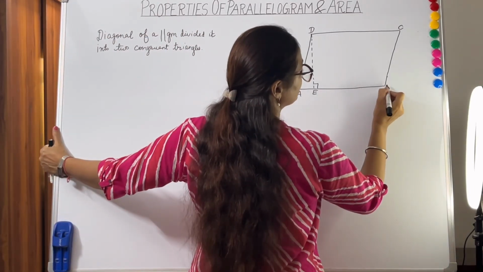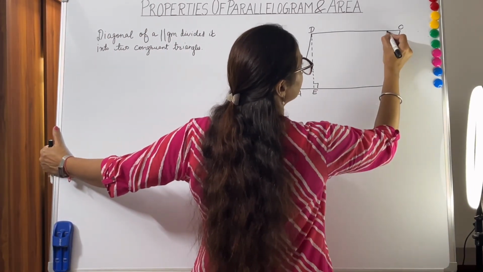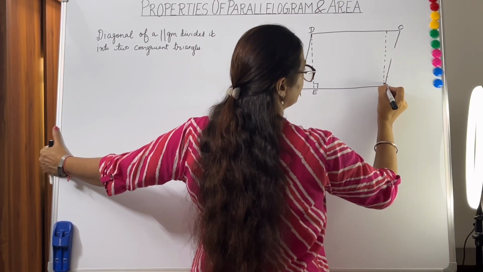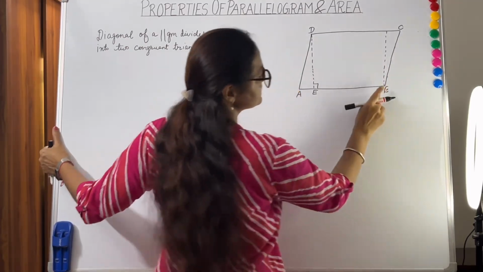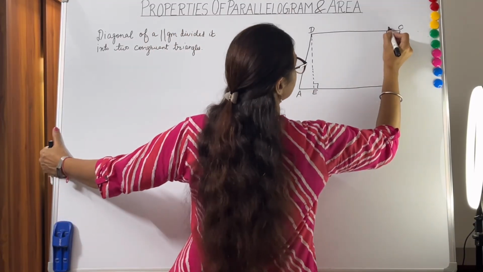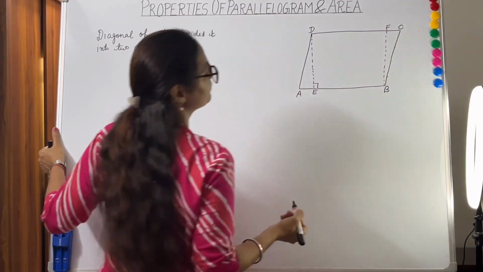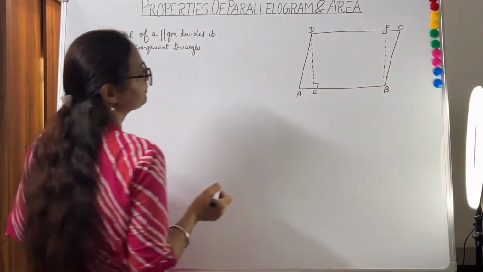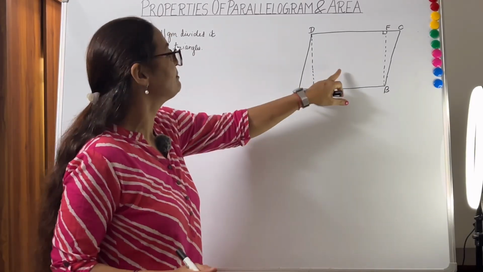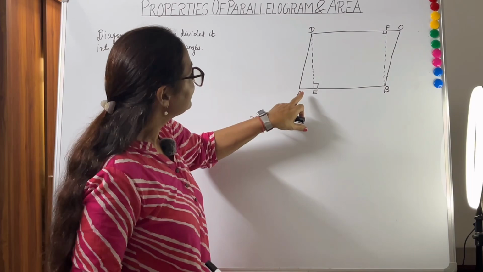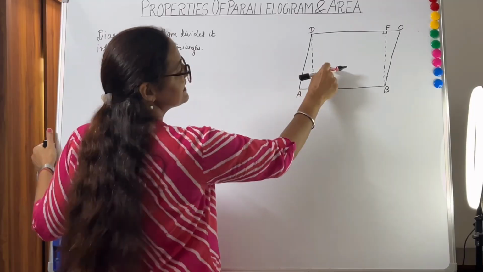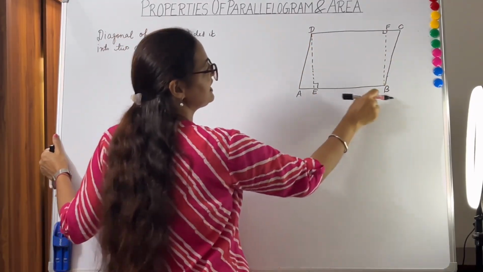Similarly, we will drop another perpendicular from B to CD. I am making it from here so that the line is straight. So, this is a perpendicular from point B to CD, and let's say this point is F. This is also a perpendicular. Now, what have we done? We have divided this parallelogram into three parts. Which three parts? Triangle AED and triangle BCF and this quadrilateral in between, which is EBFD.